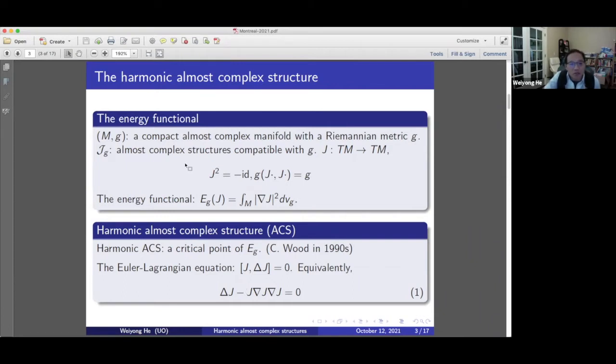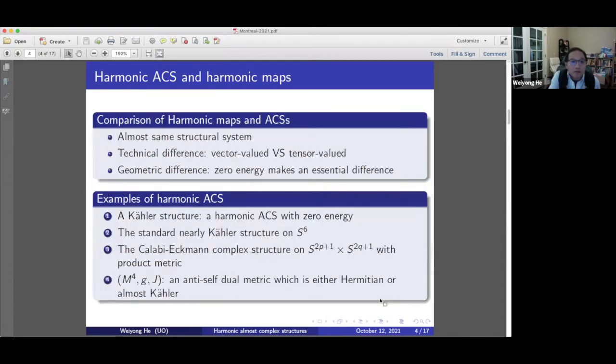So when I tried to study some almost complex structures, I realized maybe it's interesting to study this harmonic almost complex structure in a little more depth, and then I found the similarity between this and harmonic maps, in particular from this equation. So this page is about a very rough comparison of harmonic maps and almost complex structures. I will use ACS for short. So they basically have almost the same structure system.